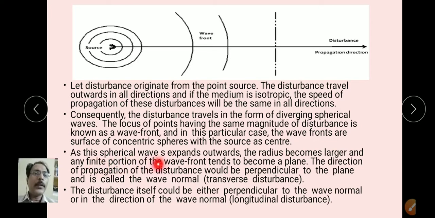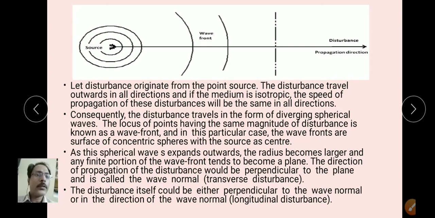As the spherical wave expands outwards, the radius becomes larger and a finite portion of the wavefront tends to become a plane. So it becomes a plane at some finite distance. The direction of propagation of the disturbance is perpendicular to the plane and is called the wave normal. As this wavefront increases, it turns perpendicular to the direction of propagation. So this wave form is called a wavefront.